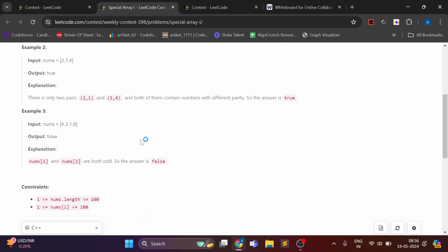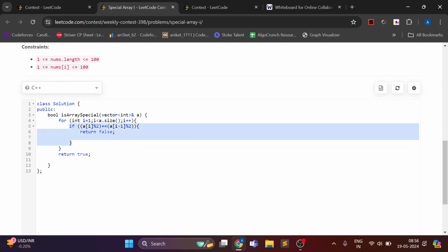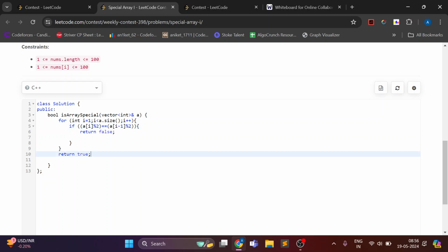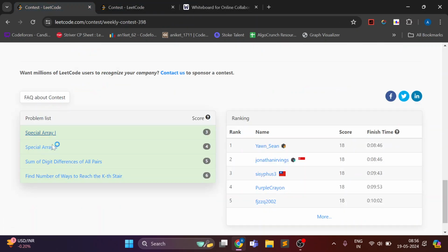So I don't think there is any logic here to explain. I'll just show you the code. What I'm doing is iterating from 1 to a.size, and checking if a of i mod 2 is equal to a of i minus 1 mod 2, I will just return false, and finally return true if none of the indices satisfies this condition. So this was the first question, as usual, implementation based.